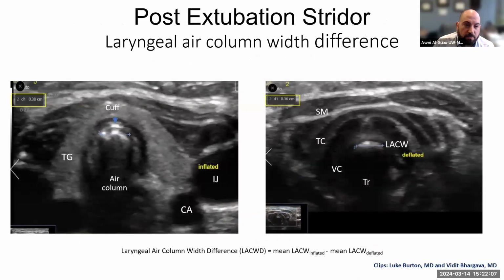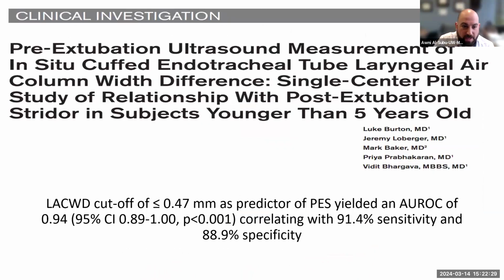Now, you can measure them inflated and deflated, and then you take the difference: the mean LACW while the cuff is inflated minus when it was deflated. And how did that perform? This is a study that was published very recently by Luke and Vidit and their group. They enrolled 53 patients who were less than 5 years of age. And 18 patients, so 34% of their patients, experienced post-extubation stridor. And 3 of those, so approximately 5%, were reintubated for severe subglottic upper airway obstruction.